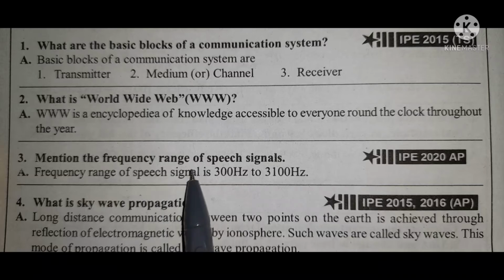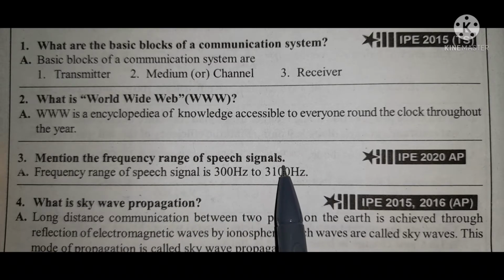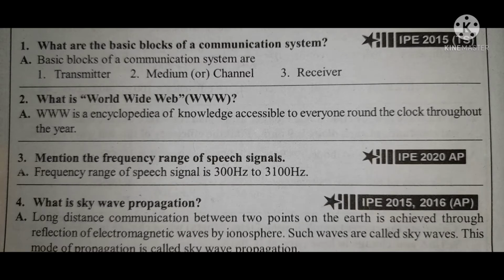Mention the frequency range of the speech signals. The audible frequency range the human ear can hear is 20 hertz to 20,000 hertz. Whereas if you speak something, if a lecture is being given, or you are talking with someone, then the signal frequency is between 300 hertz and 3100 hertz, so that we can hear without any problems. So that is question number 3.